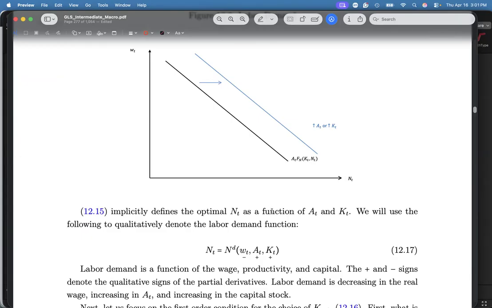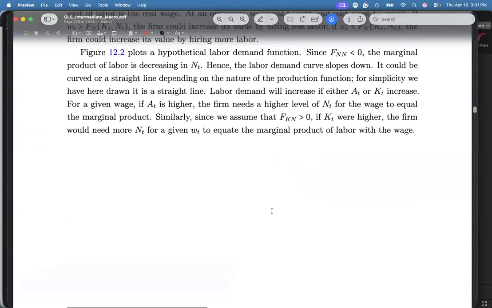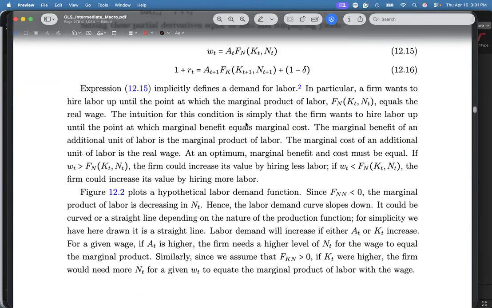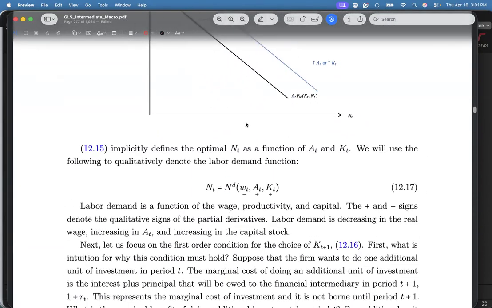Okay. So 12.15, where's 12.15? 12.15, this one implies an optimal N, basically. Okay. An optimal N. Given your wage, given your TFP, A, and given your KT. Notice that si KT is fixed at time T. So parang exogenous na siya. So all of these ones are exogenous and WT is just the price, which from the perspective of this firm is also given because perfect competition tayo. Therefore, the demand for labor is just a function of these three different things.